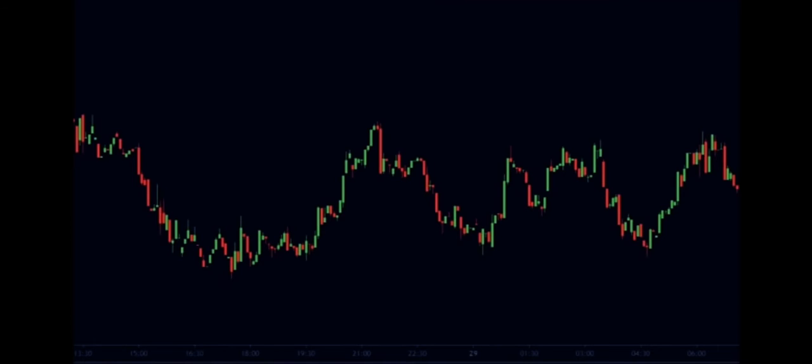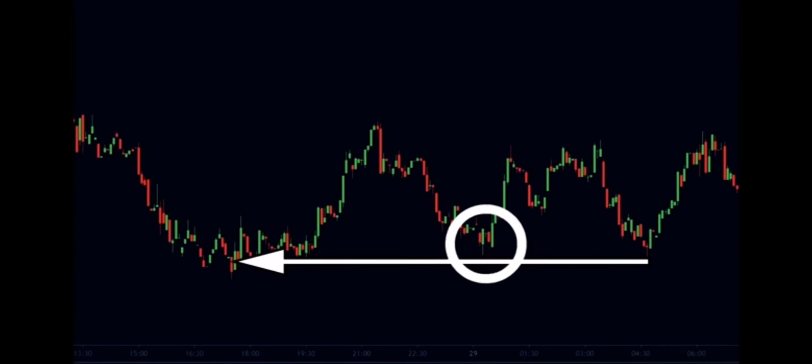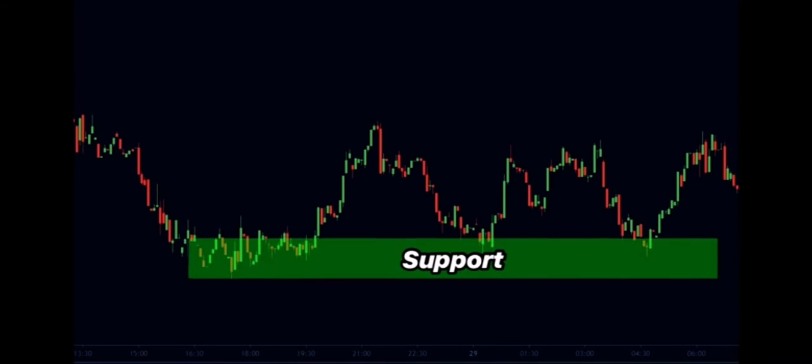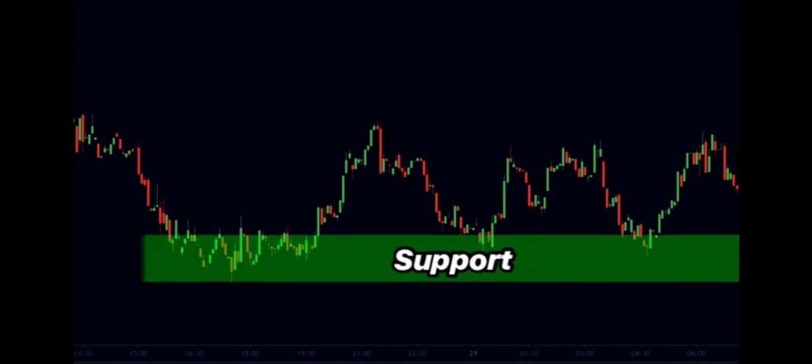The same thing happens at a support level. The traders that sold here were trapped in a losing trade. Therefore, they exited their position here and created a buying pressure. Hence, the price went up, and this level became a support level.